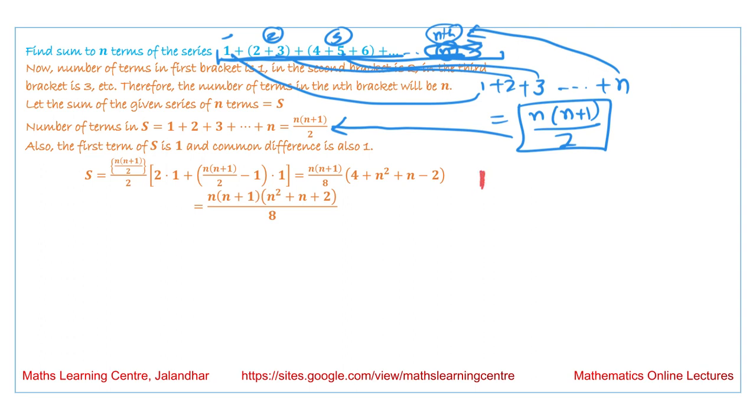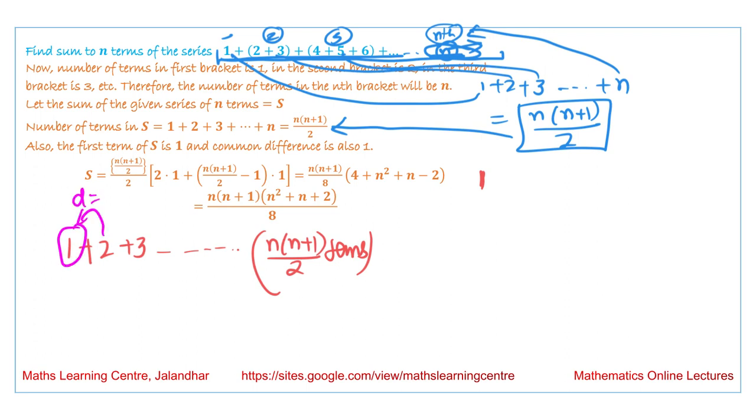We have the series 1 plus 2 plus 3 and so on up to n into n plus 1 by 2 terms. We are calculating the value of this. Now we are saying this is an AP. The first term of this AP is 1, and the common difference is equal to 1.